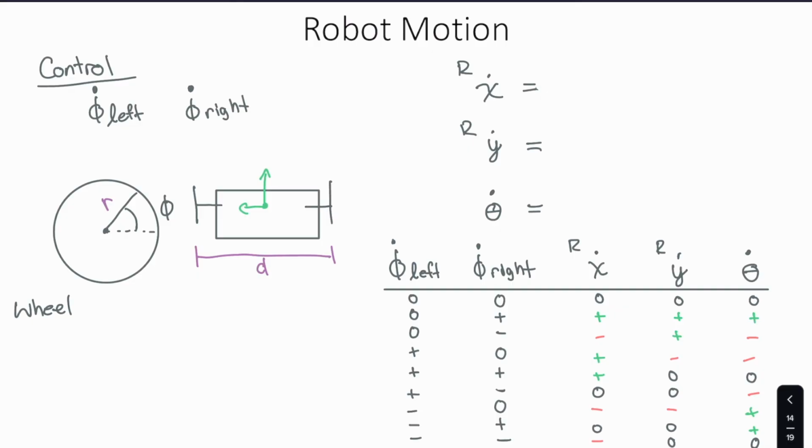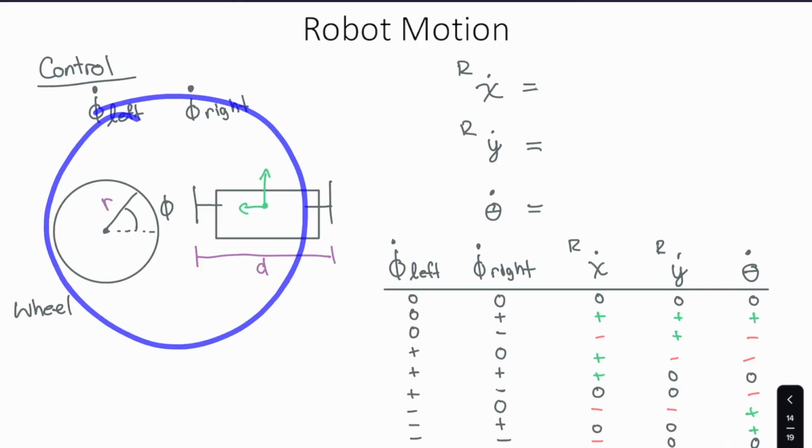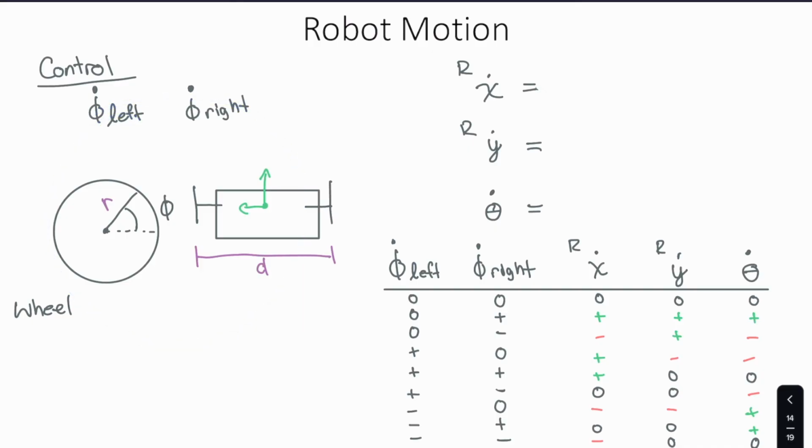The exact relationship also depends on the radius of the wheel. You can imagine if you're spinning an extremely large wheel at the same rate as a small wheel, you'll travel much further on the large wheel. In fact, that equation is given by, so I'm going to define two new quantities here. It's going to be the velocity at each of these points, so we'll call this VL, and the velocity of this point, VR. VL is equal to phi left dot times the radius of the wheel.